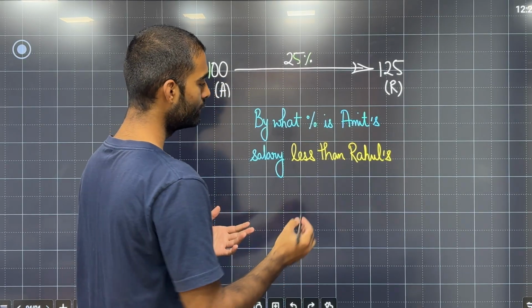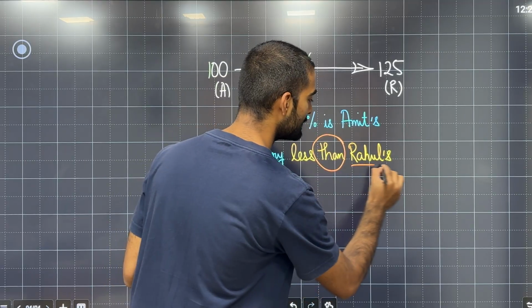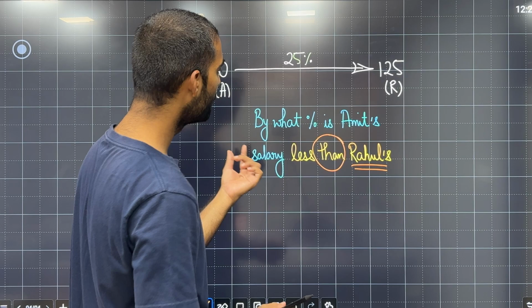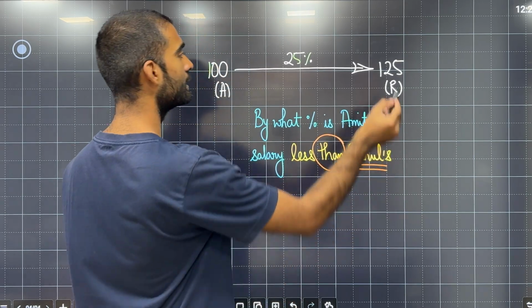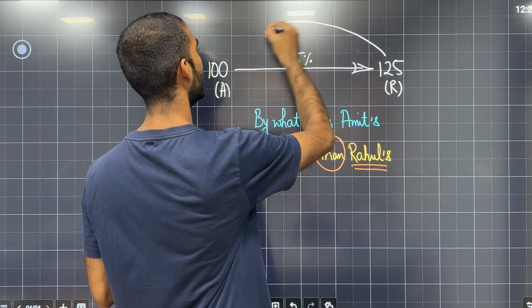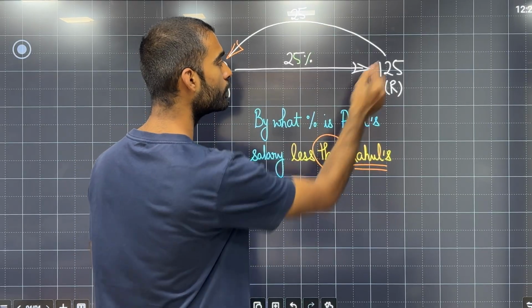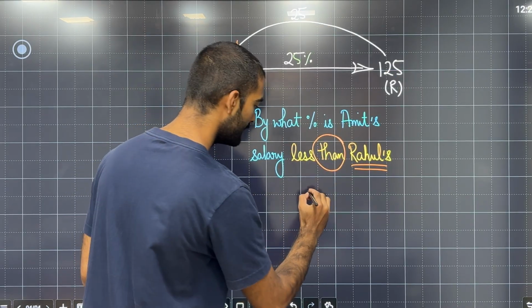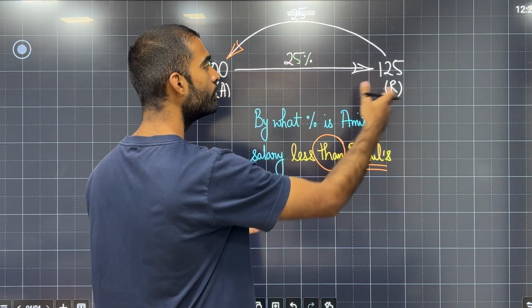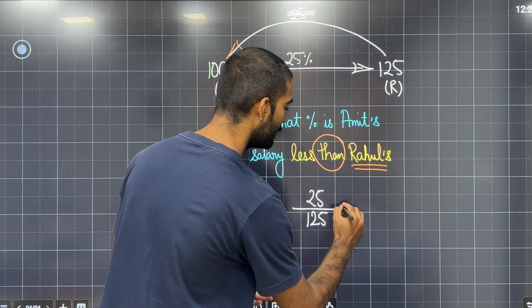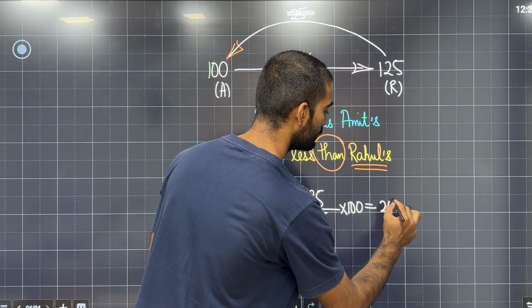In our percentages class, we discussed that whatever comes after than is going to be the base. So in this case, when we are comparing what percentage is Amit's salary less than that of Rahul, we'll take the difference, that is 25. So the difference is 25 and the base would be Rahul this time, not Amit. Okay, 25 is the actual difference. And this time we are comparing with Rahul's salary, which is 125. Now you take times 100 to get your answer, which will come out to be 20%.